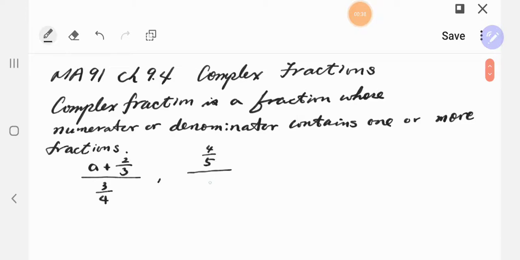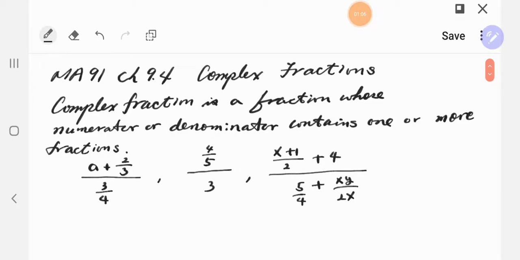And the denominator is just a number, like this. This is a complex fraction. Or even x plus 1 over 2 in the numerator, plus 4. The denominator can be another fraction, like 5 over 4, or xy over 2x, something like this. So these are all called complex fractions.